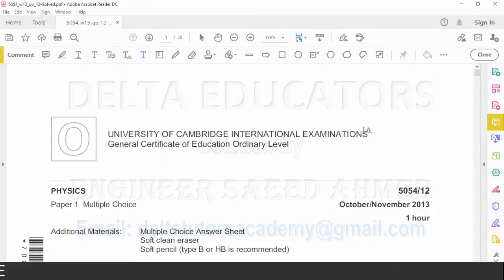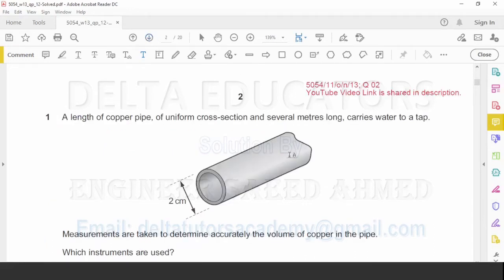O-Level Physics, Paper Code 5054, Paper 1 Variant 2, October November 13, and today we are going to solve question 1 to question number 20.